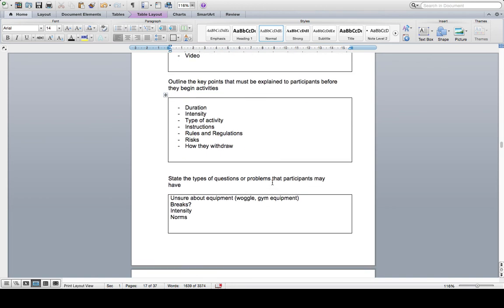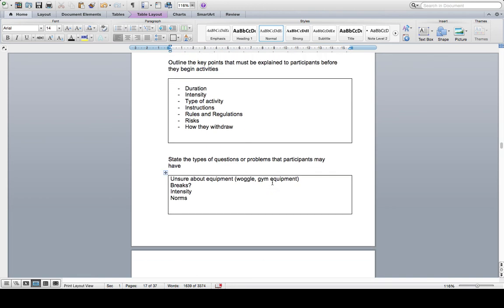Okay, moving on from that, we are getting towards the end now, guys, honestly. I know it's a bit of a long slog, this one. We've got: outline the key points that must be explained to participants before they begin activities. Okay. Again, these are all similar concepts which we're going over in the last few boxes.